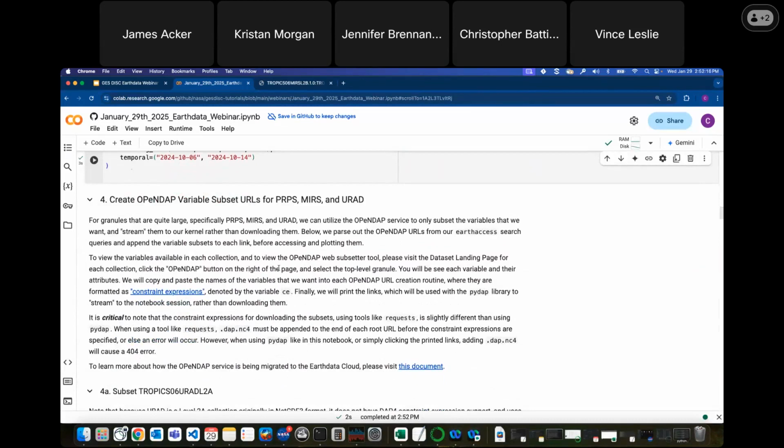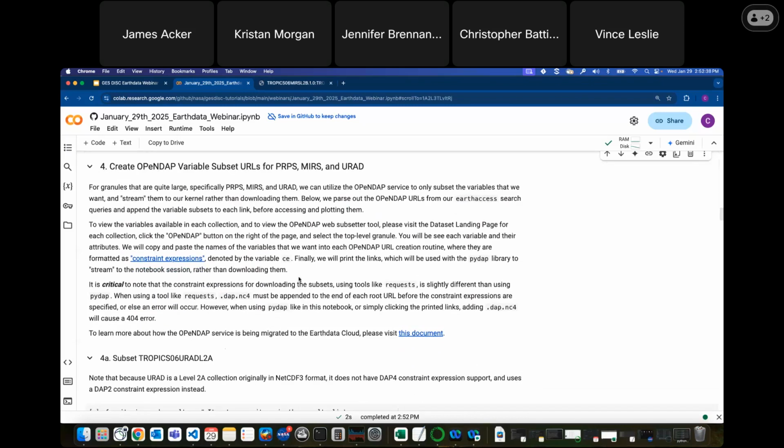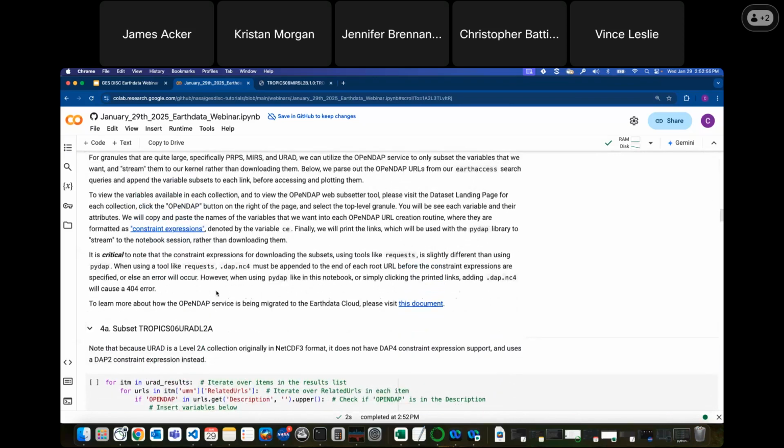So now let's go ahead and parse out our OPeNDAP variables. For each of our collections that use this OPeNDAP service, and you can tell if it uses that by visiting the dataset landing page for each collection, you can drill down through a user interface to see all of the names of the variables that are included to be subsetted. And what you can do is create these URLs using this OPeNDAP service to basically access those variables from a multitude of different tools. The only difference is that the URL subsets may be formatted slightly differently for some tools rather than others. And I've included some notes about that here.